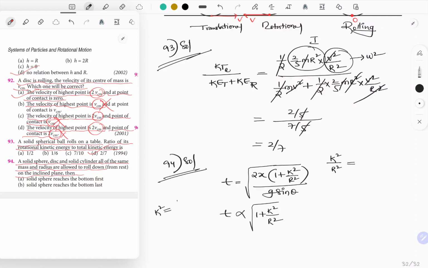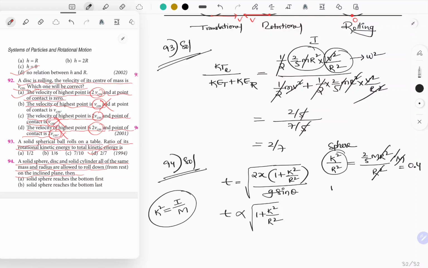So k square is nothing but I by m. Remember that. So moment of inertia of solid sphere is 2 by 5 mr square, divided by m by r square is there. Okay, so it will get cancelled out. Now we are left with 2 by 5. 2 by 5 is going to be 0.4. Next, k square by r square. This is for the solid sphere.